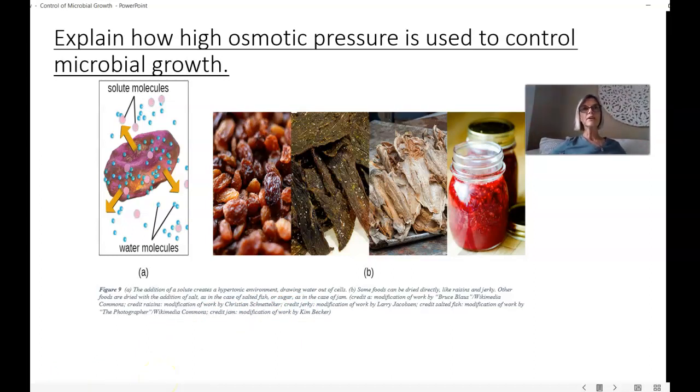Even things like peanut butter, you can put that at room temperature because it's so hypertonic. So if it wasn't hypertonic, bacteria would be able to grow in there a lot more easily.